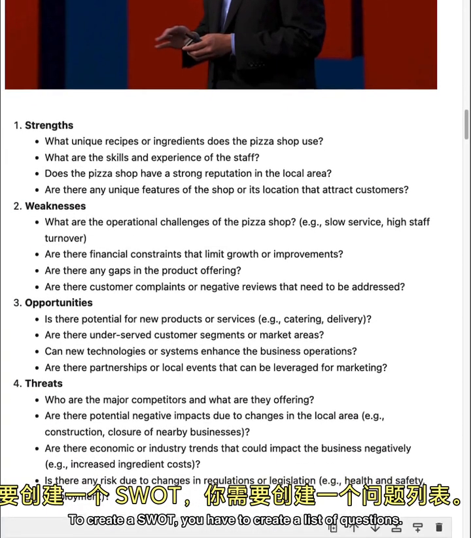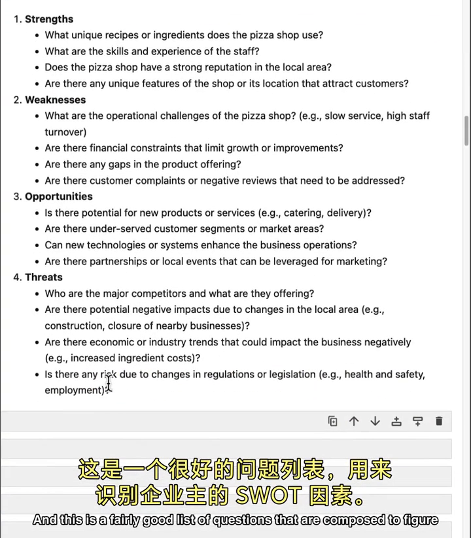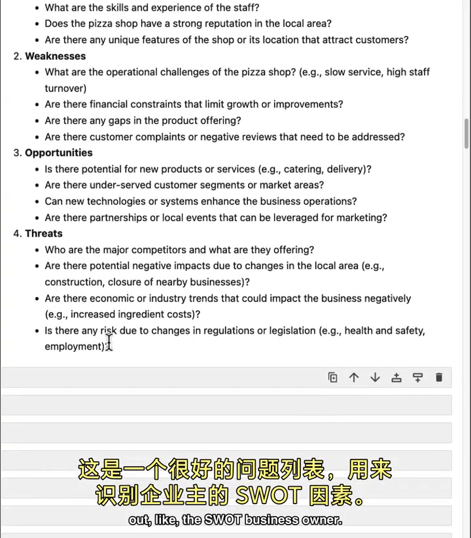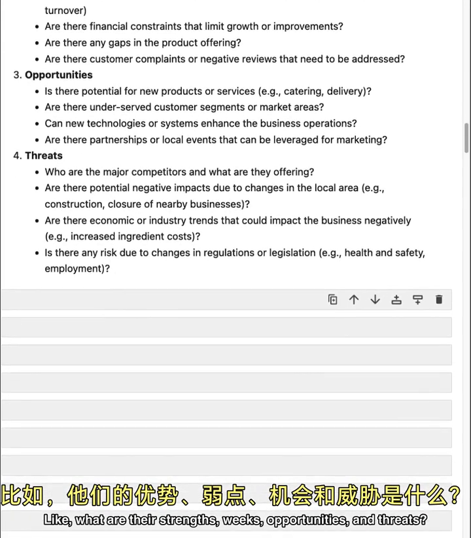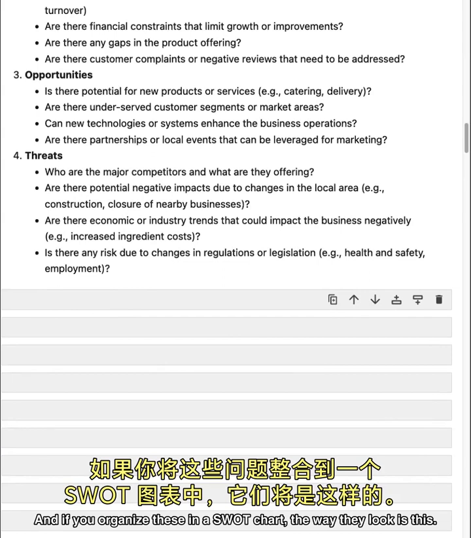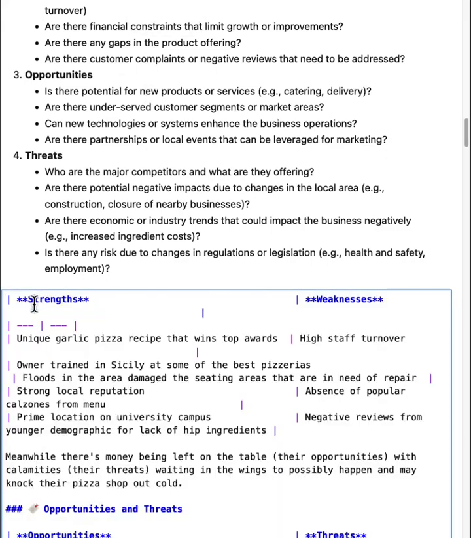To create a SWOT, you have to create a list of questions. And this is a fairly good list of questions that I composed to figure out, for the small business owner, what are their strengths, weaknesses, opportunities, and threats. And if you organize these in a SWOT chart, the way they look is this. Let me show you this. I love a 2x2, don't you?